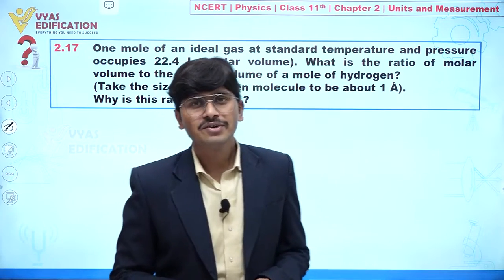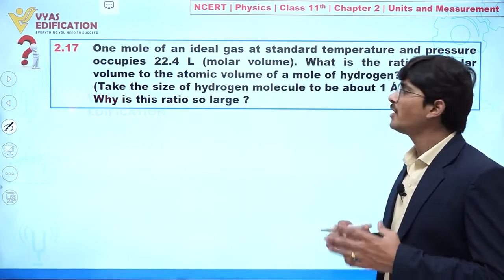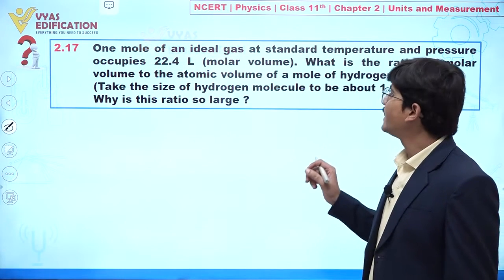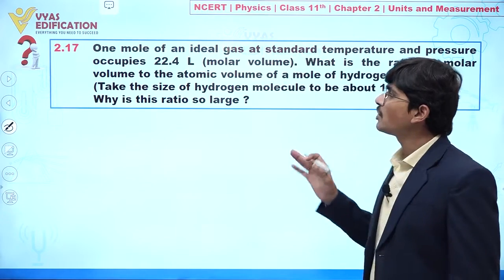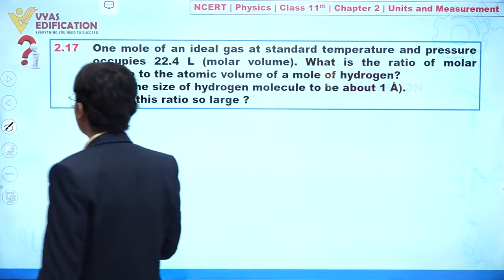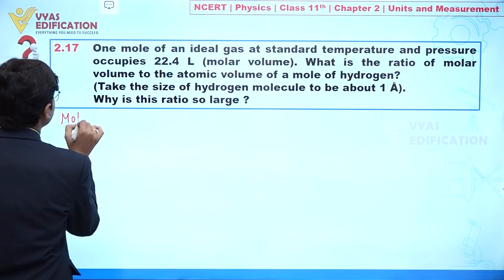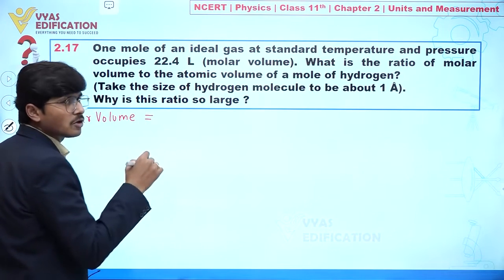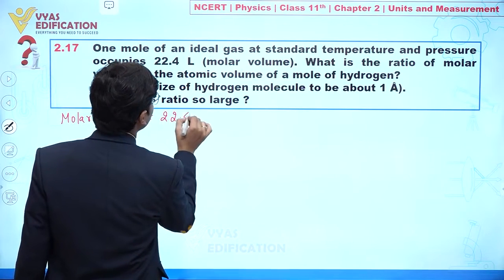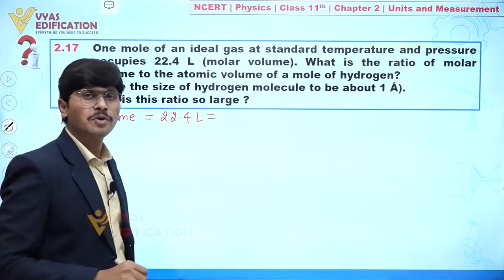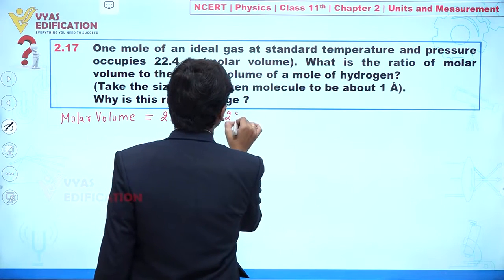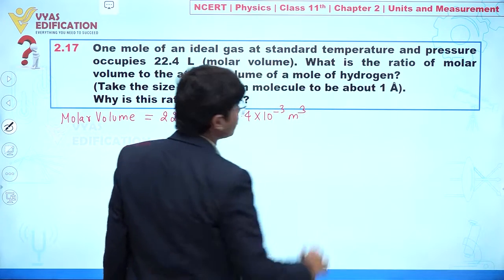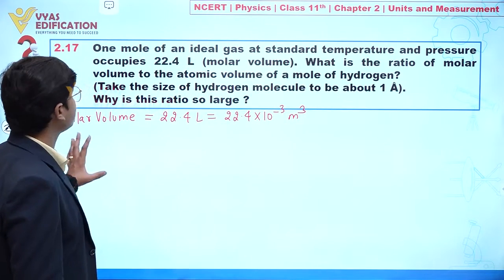Now student, we are going to discuss question number 2.17. In this question it is given that 1 mole of an ideal gas at standard temperature and pressure occupies 22.4 liter. So this is the molar volume, equal to 22.4 liter, which we can write as 22.4 multiplied by 10 to the power minus 3 meter cube.